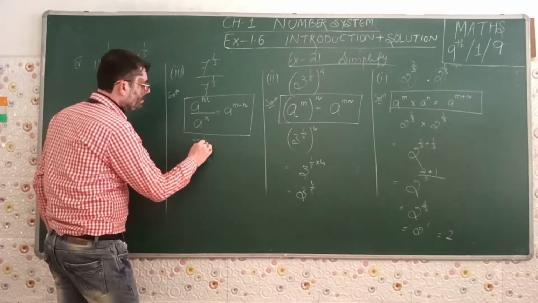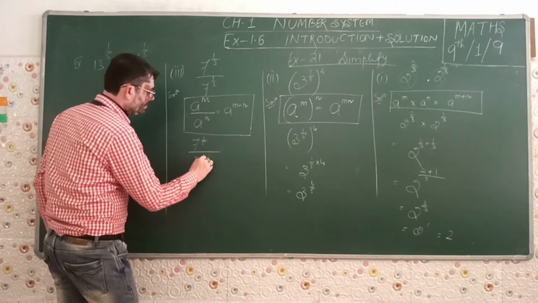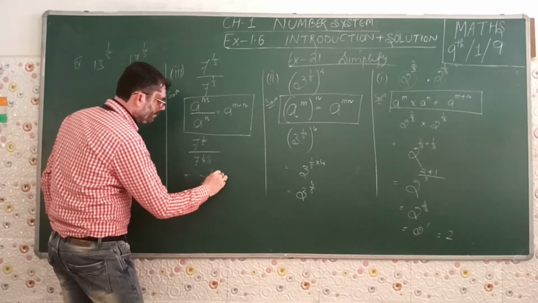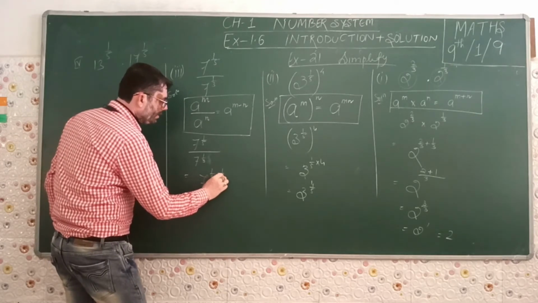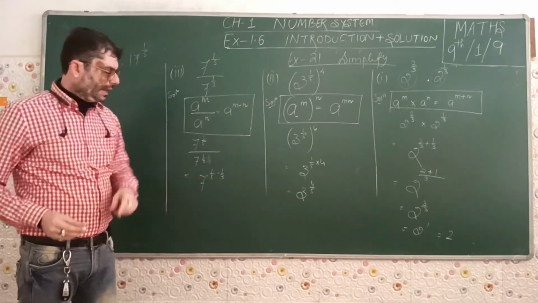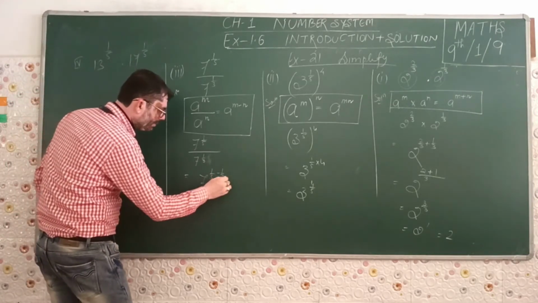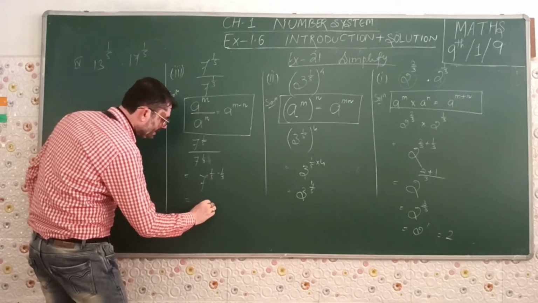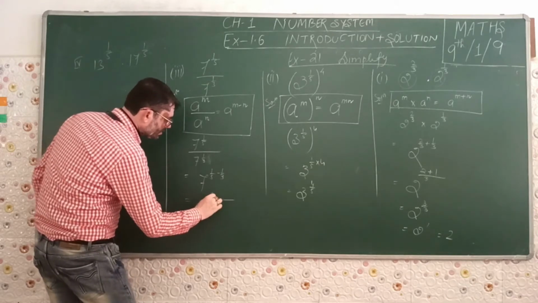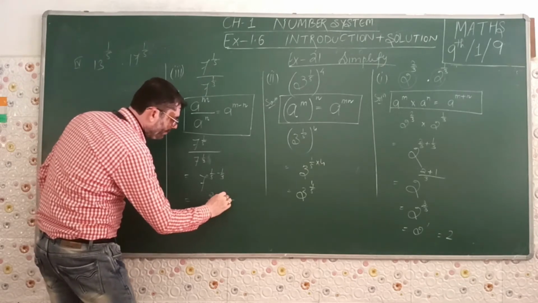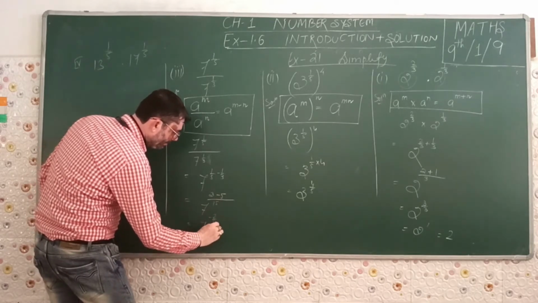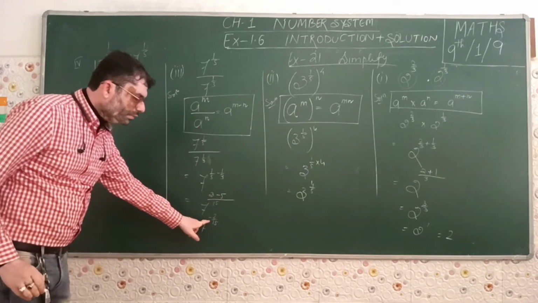This is 7 to the power 1 by 5 divided by 7 to the power 1 by 3. This can be written as 7 to the power 1 by 5 minus 1 by 3. This is m minus n. Keep in mind m minus n. So you can solve the power part of the exponent by taking LCM. This is 7, your LCM is 15. So this is 3 minus 5, and this can be written as 7 to the power minus 2 by 15, and we need to remove this minus sign also.